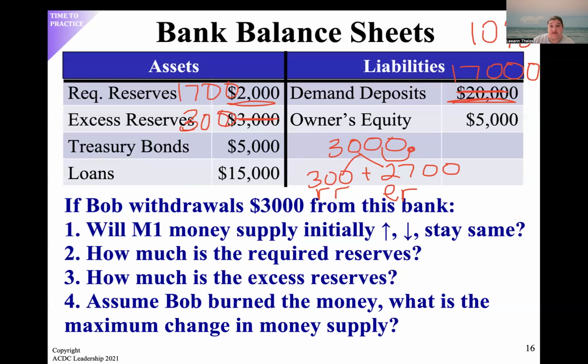Assume Bob burned the money. What is the maximum change to the money supply? They don't mean that he wasted it on frivolous stuff. They literally mean he set it on fire. If he set that money on fire, the money supply is going to change by negative $3,000 because that money was destroyed. I don't know why they ask you that question.